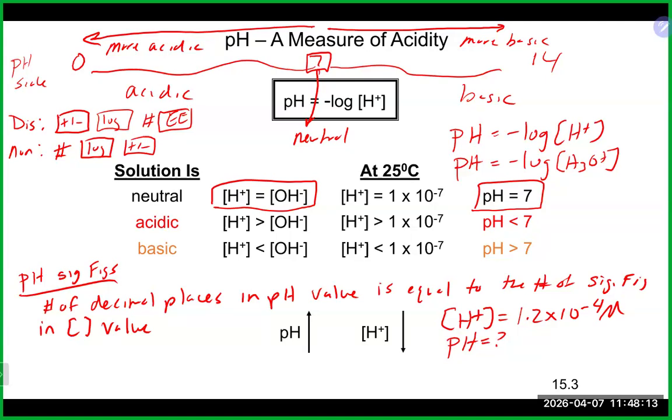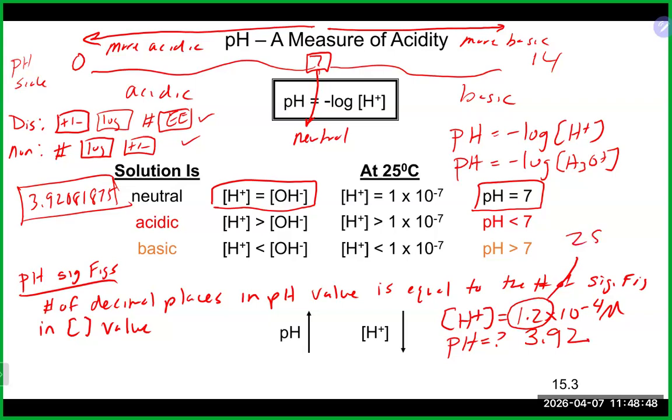Okay, so if we calculate again, punching it in whichever way you need to do that, you should end up with something on your calculator that hopefully looks like 3.92081875 and a bunch of other numbers probably. At this point, my answer should be what? 3.92. 3.92 should be my answer in this case, and that is because this concentration has 2 significant figures. Gives me not 2 significant figures, but 2 decimal places in this case.